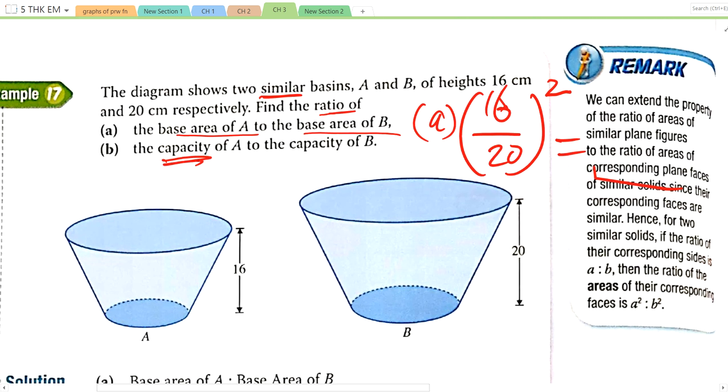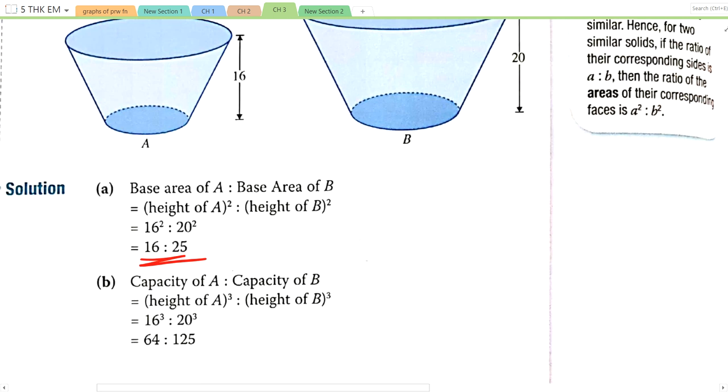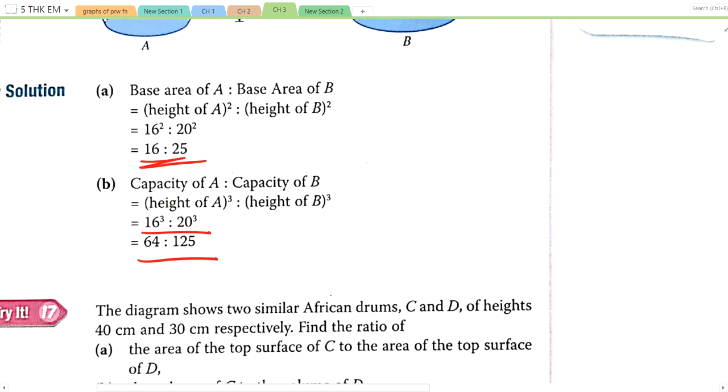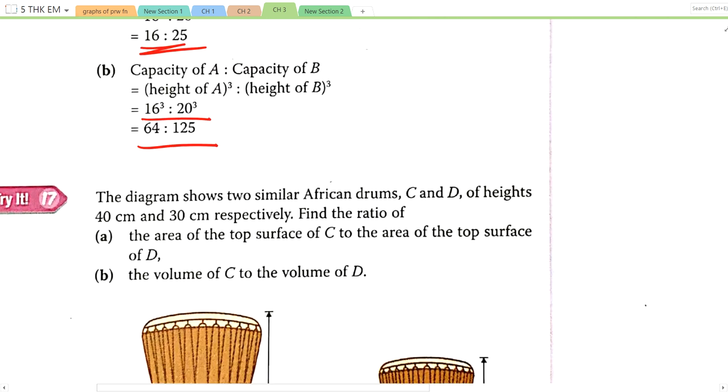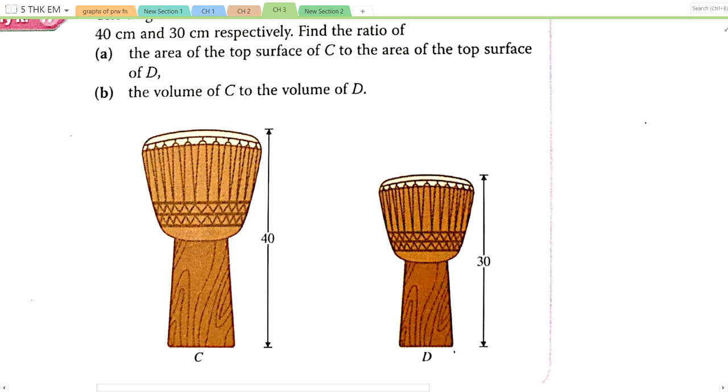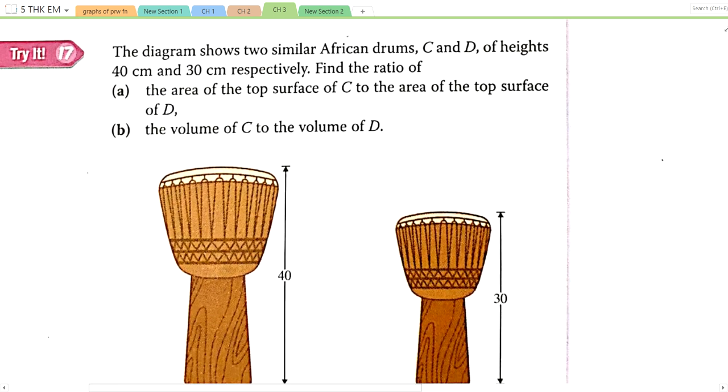Next, capacity. What do they mean by capacity? Volume. So volume of A to volume of B, what is the answer? Cube of what? 16 over 20, cube it. Answer. Simple? Yes, simple. It is not actually the volume, it is just a ratio. Okay, so let us try question 17, part B. Let us just do part B.